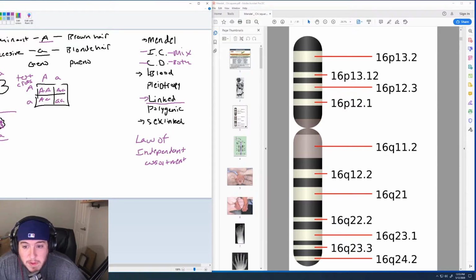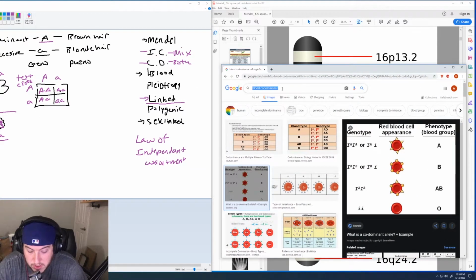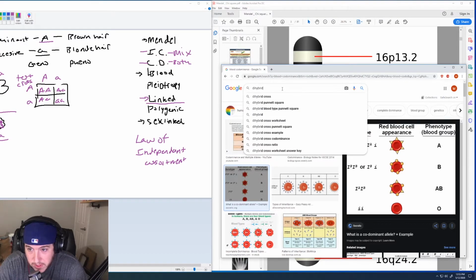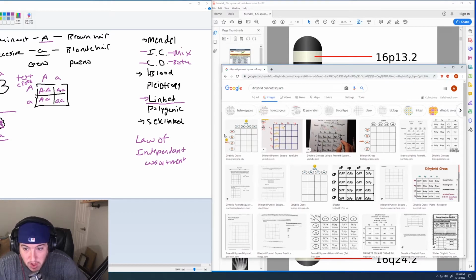Now we see the law of independent assortment a lot with, like we did a Punnett square here. You also need to know how to do dihybrid Punnett squares. Okay. And a dihybrid Punnett square also illustrates the concept of the law of independent assortment.